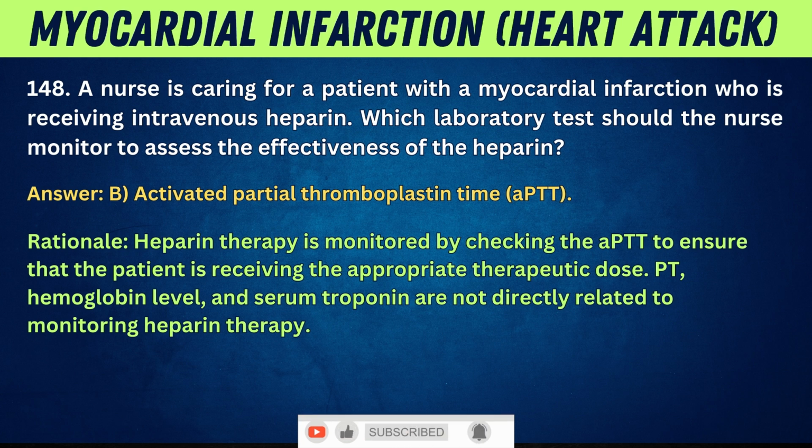Rationale: heparin therapy is monitored by checking the APTT to ensure that the patient is receiving the appropriate therapeutic dose. PT, hemoglobin level, and serum troponin are not directly related to monitoring heparin therapy.